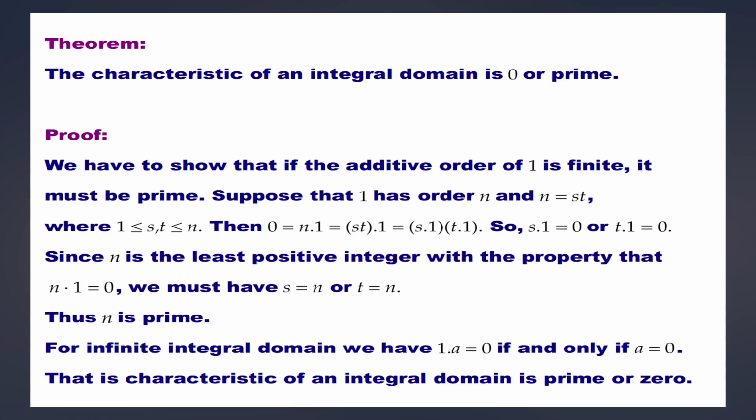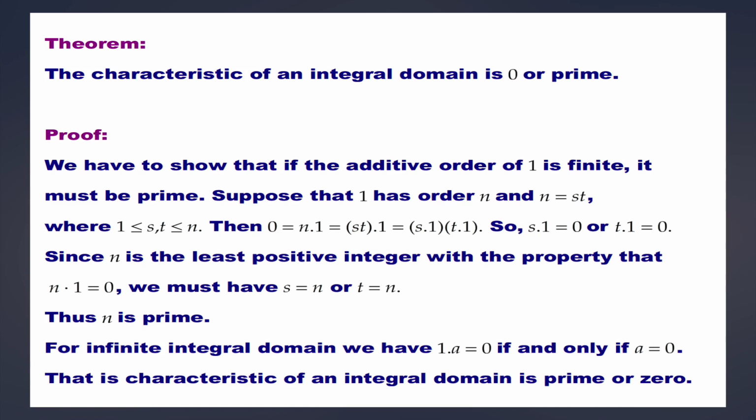Let's prove it. We have to show that if the additive order of 1 is finite, it must be prime. Suppose that 1 has order n and n equals st, where s is greater than or equal to 1 and n is greater than or equal to t. Then 0 equals n times 1, which is equal to st times 1, which equals s times 1 and t times 1. We are expanding it and writing it so. Now, s times 1 is equal to 0, or t times 1 is equal to 0. Since n is the least positive integer with the property that n times 1 equals 0, we must have s equals n or t equals n. From this, we can conclude that n is prime.